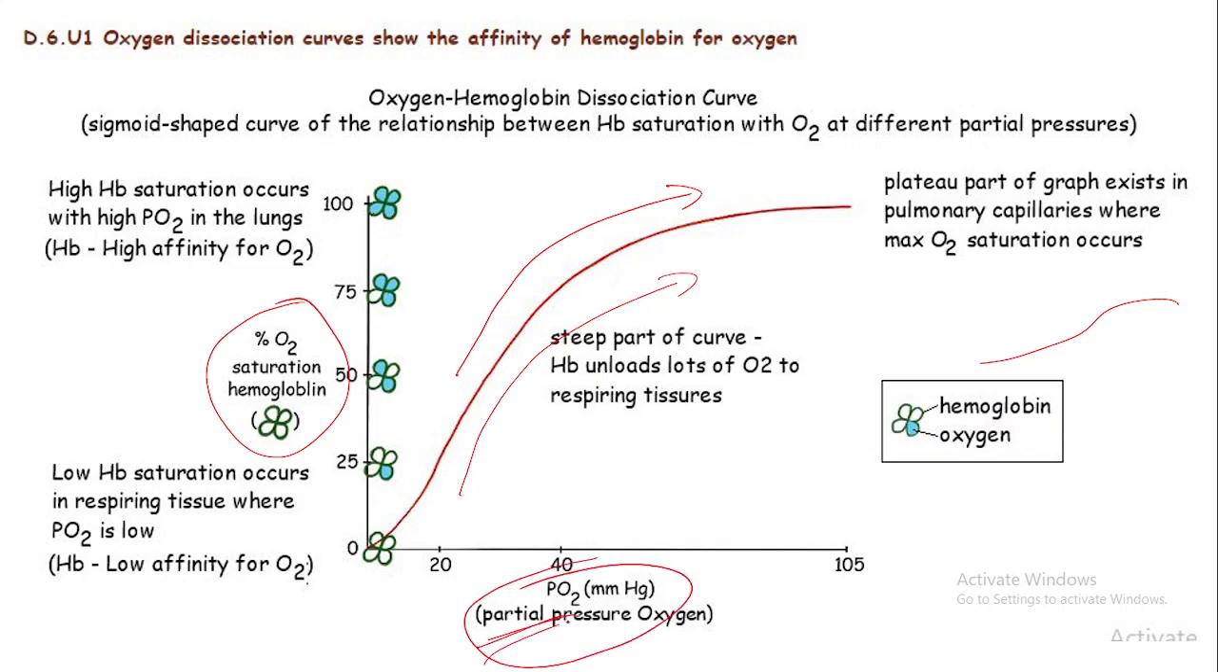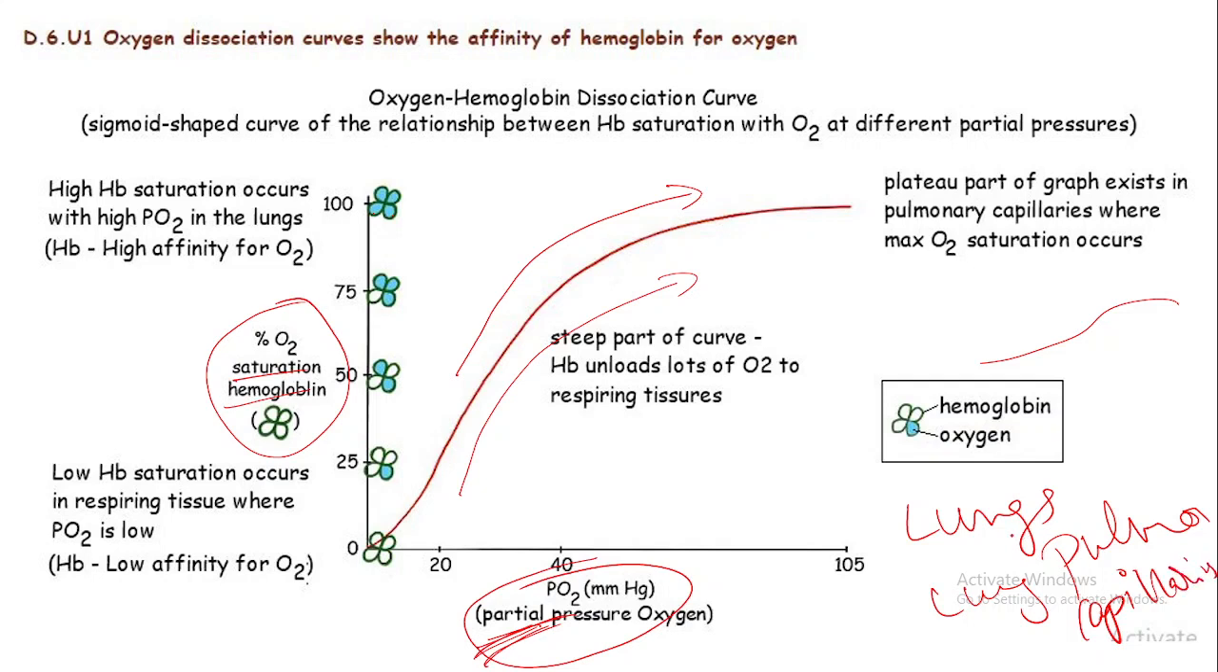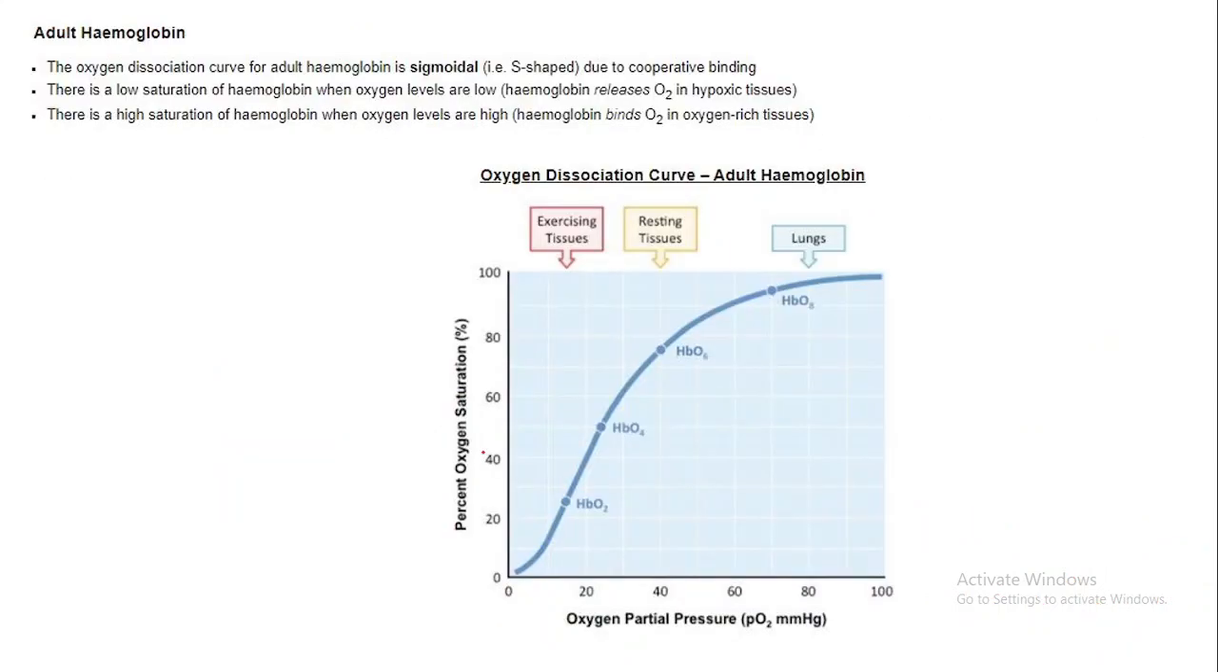The x-axis tells you about the partial pressure. Where is the pressure of oxygen more? In the lungs. Here this is saturation of hemoglobin. Where will the saturation be more? Again in the lungs or pulmonary capillaries. Right? So let's go ahead.